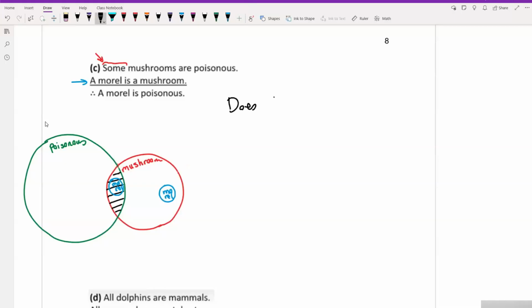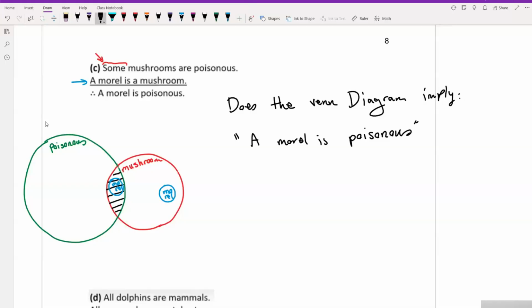Our question is, does the Venn diagram imply that morel is poisonous? So our answer is no. The reason is morel may not be in the intersection part.